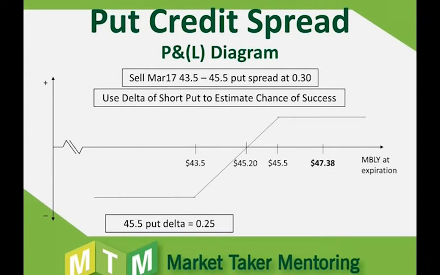All right, so let's look at our trade again. Before I was saying, well, we don't want the stock to fall below 45 and a half, but it's actually an extra 30 cents because of the 30 cents I collected. The break-even point is 45.20. There's a 75% chance of it not falling below 45 and a half and hitting my maximum profit potential.